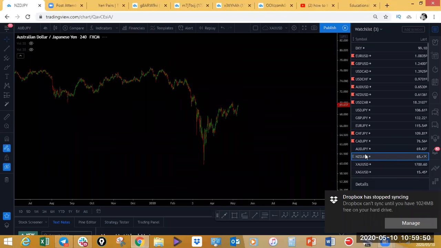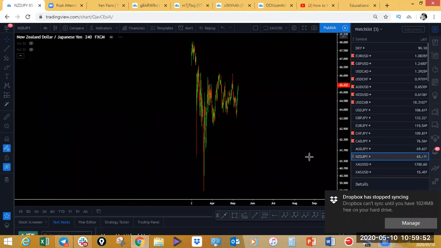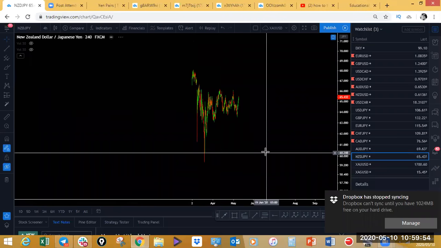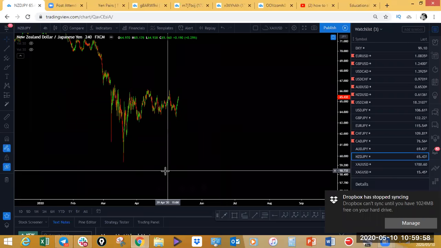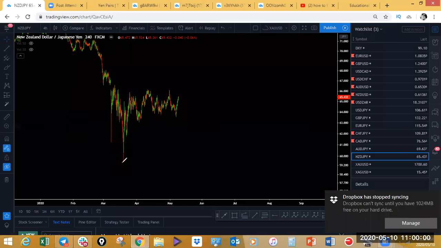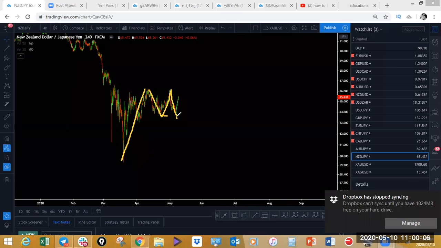On Audi Yen, New Zealand Yen, same, continuation to the upside. Has also made this structure, 3 waves up, 3 waves back, and looks like we're making a continuation to the upside. Any pullback here, you can take it to the upside. That's what we're going to be looking at on New Zealand.